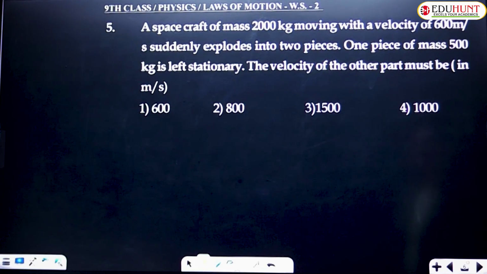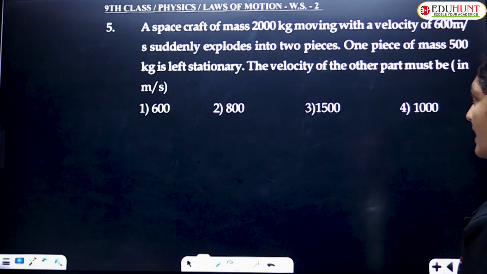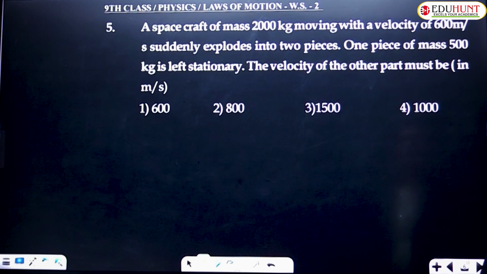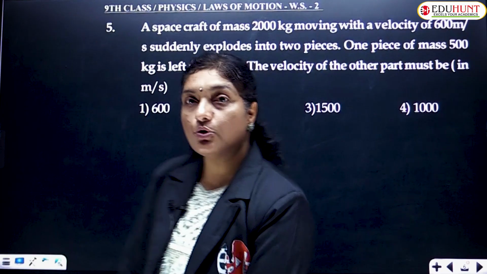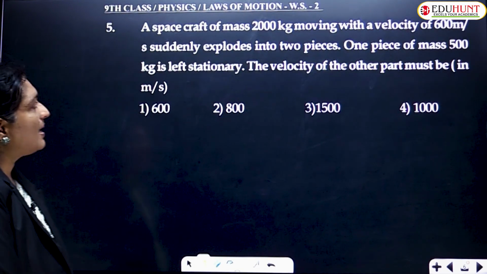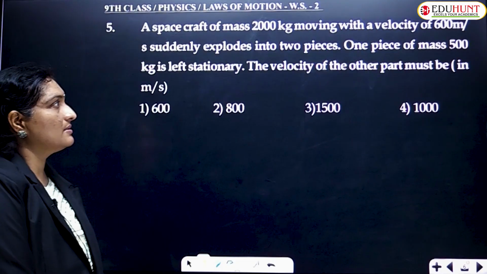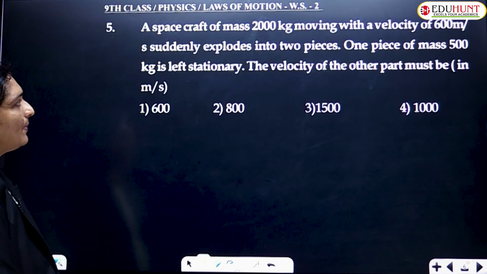A spacecraft of mass 2000 kg is moving with a velocity of 600 meter per second. The mass of the spacecraft is given as 2000 kg and its speed as 600 meter per second. Suddenly it explodes into two pieces. One piece of mass 500 kg is left stationary, at rest, whereas the velocity of the other you need to find out in meter per second.